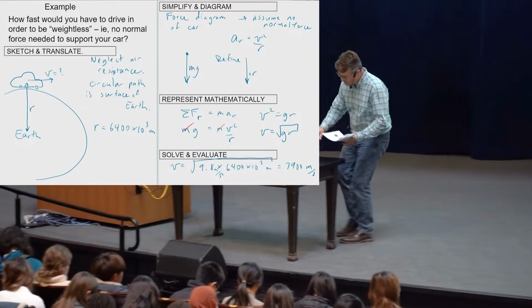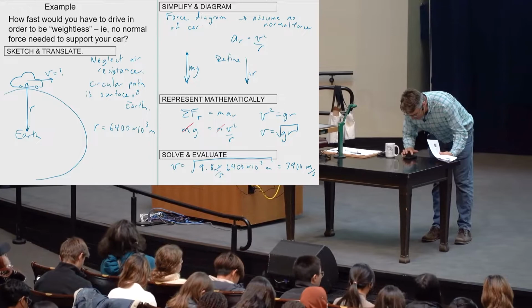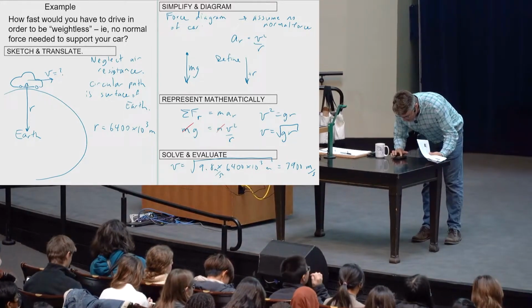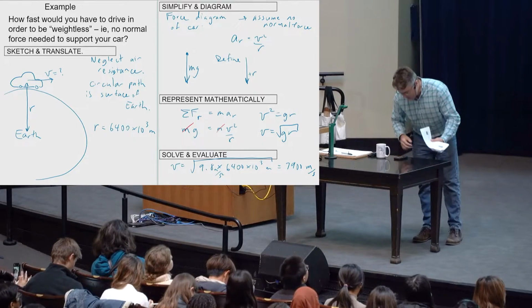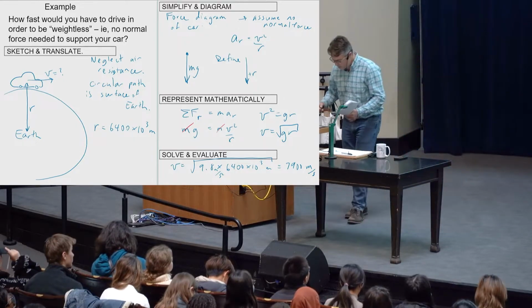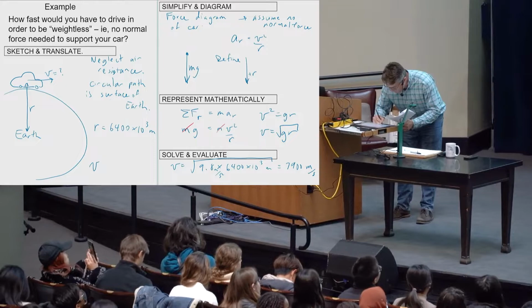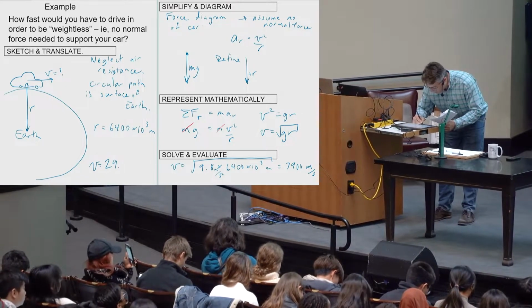There's 3,600 seconds in an hour, right? So I guess that's 3,600 seconds times 8 kilometers. So it's about 29,000 kilometers per hour. Faster than my car can go.